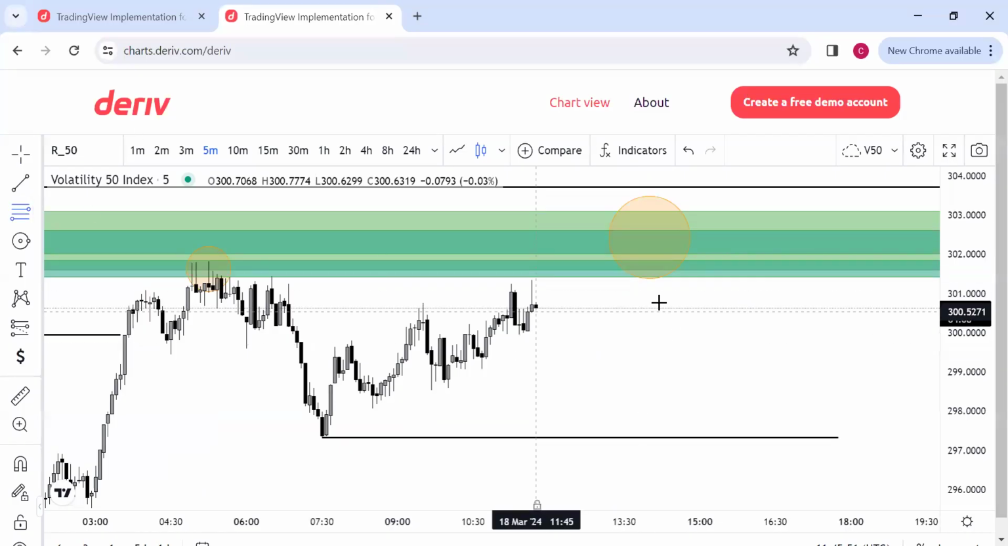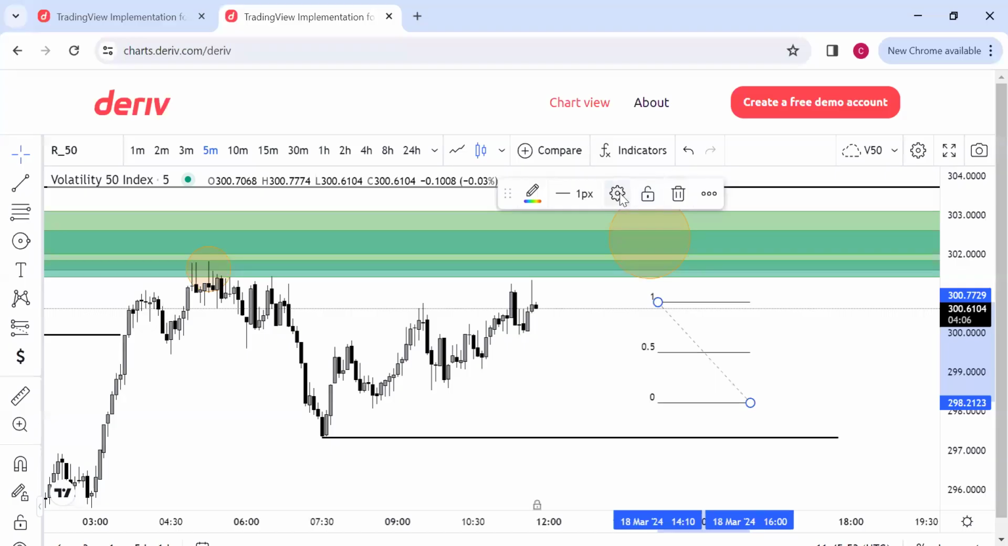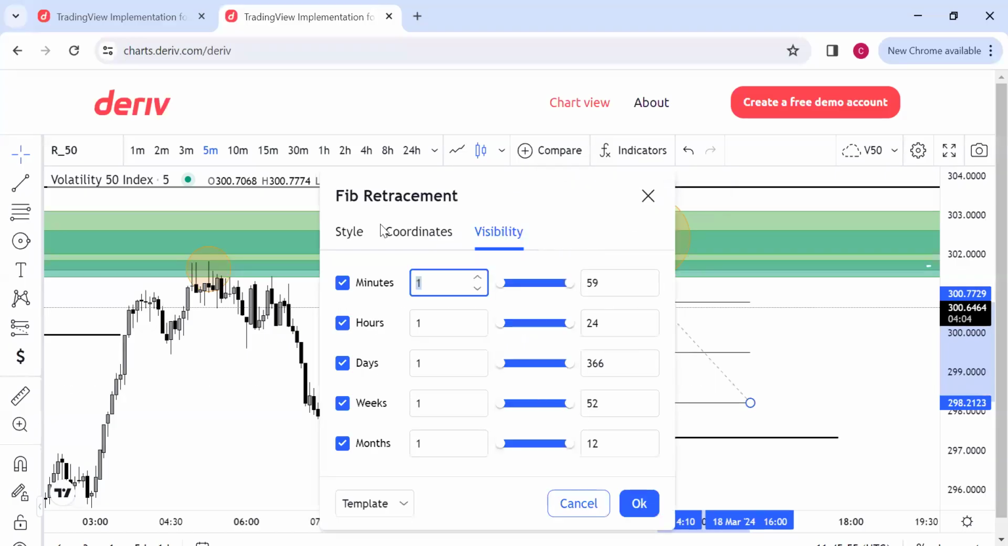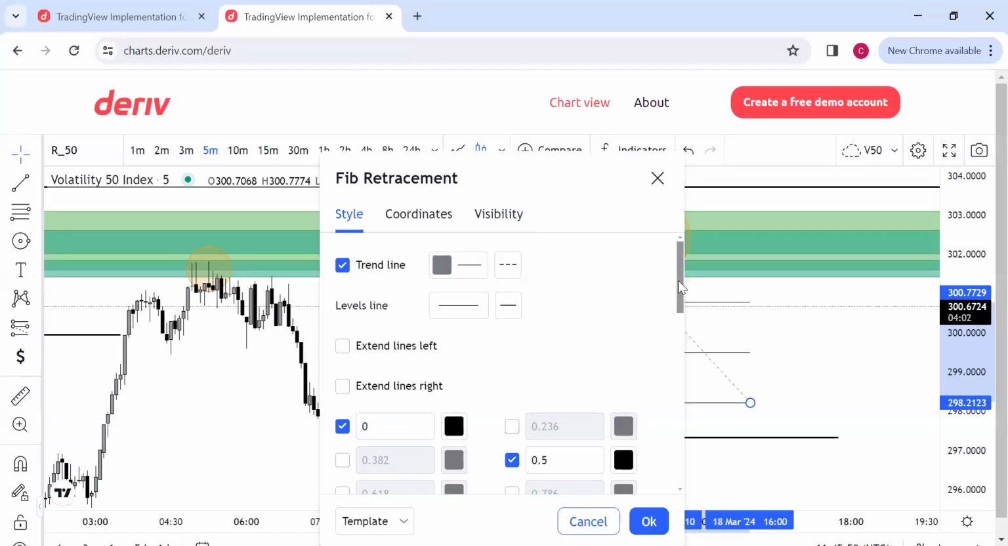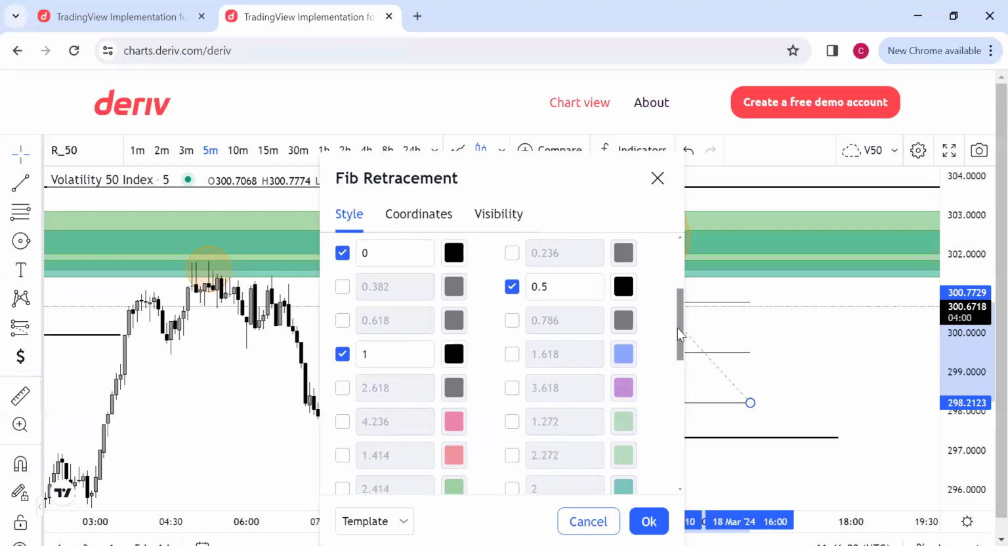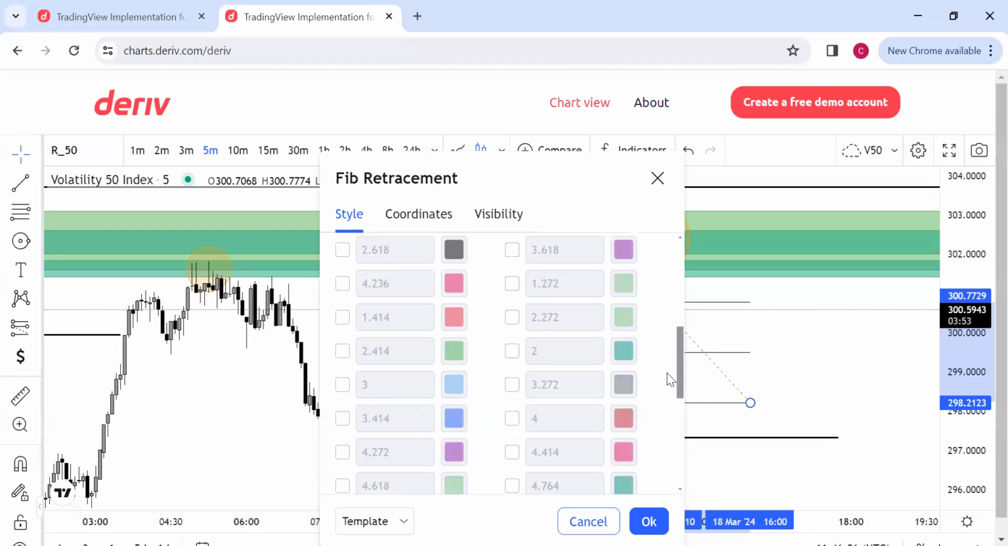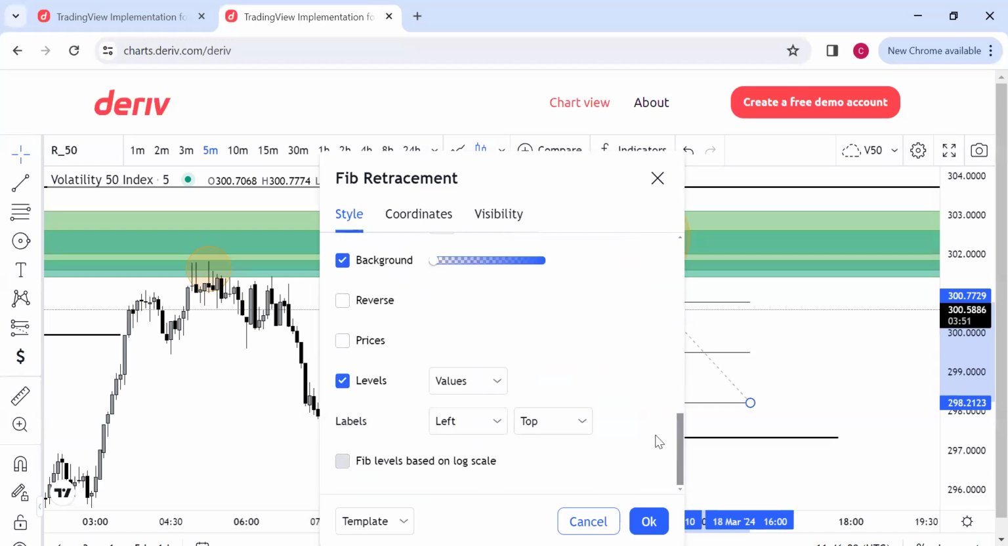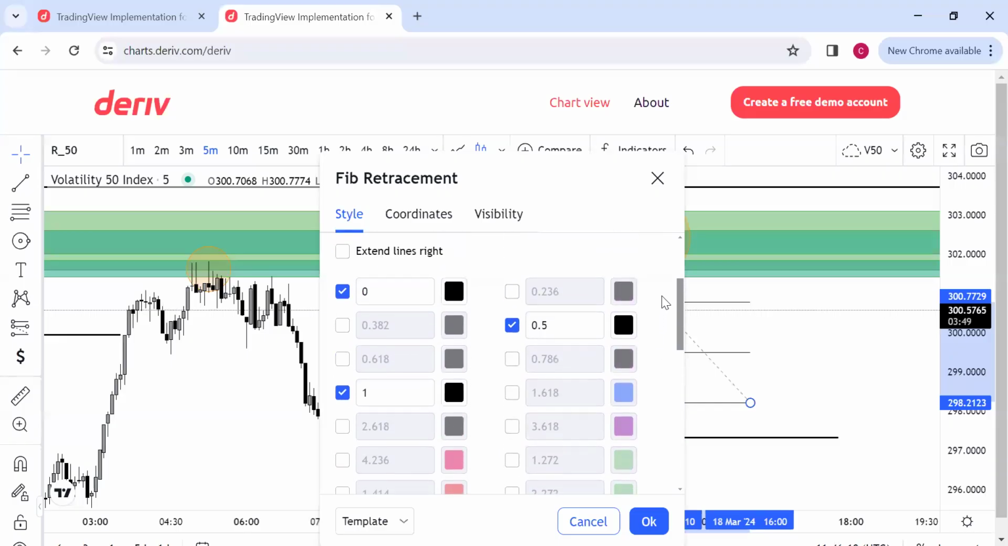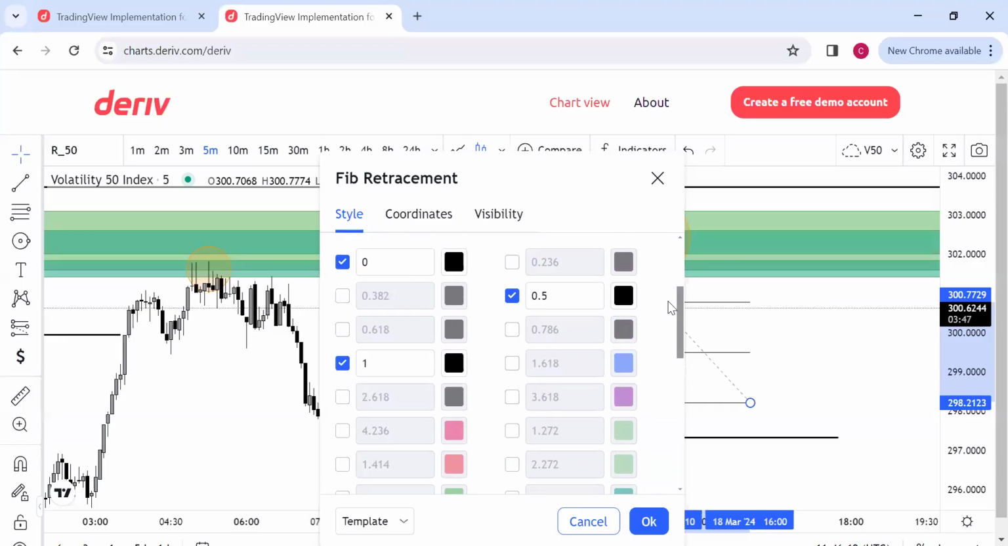All right, my fib setting is not difficult. Let's look at it. This is it. Just your 0.5 and your 1. Then everything, put it in black. That is it. Nothing special. So this is it. You can just observe it. But let me fund my account first.